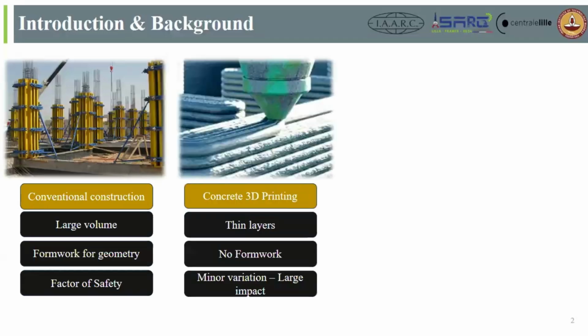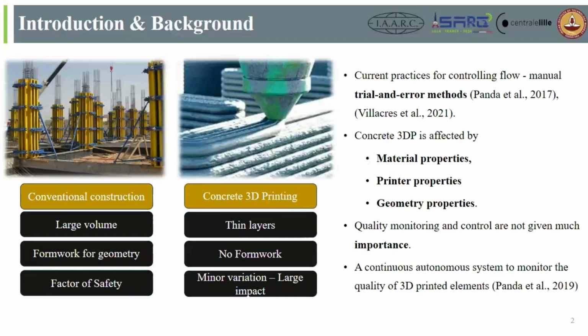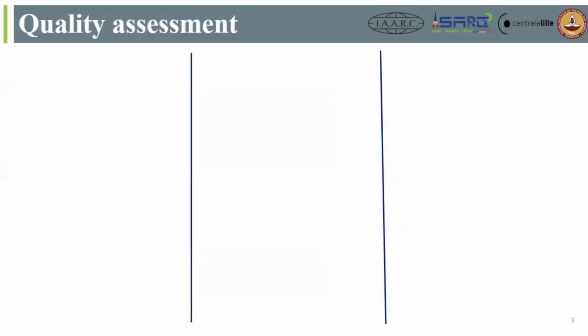As you know, the basic difference between concrete 3D printing and conventional construction is that thin layers of concrete are extruded without any formwork. Hence, any minor variations in the process or the material properties will lead to quality defects in the output.